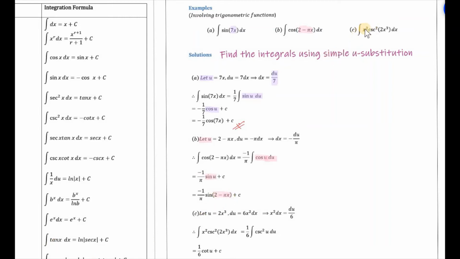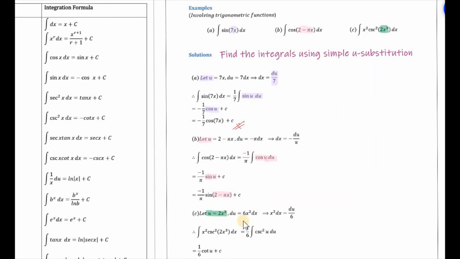Okay, now what about c? Which one should be our appropriate u? So again, the clue is to look at the function at the most inside. The most inside function. So the appropriate u will be the 2x cubed.